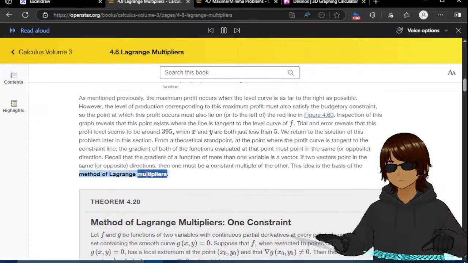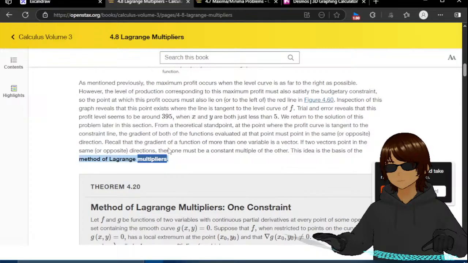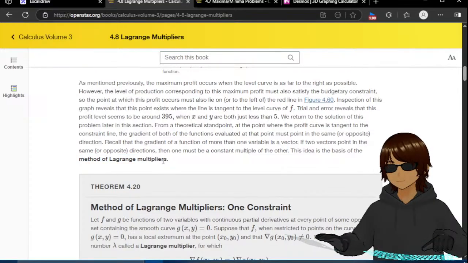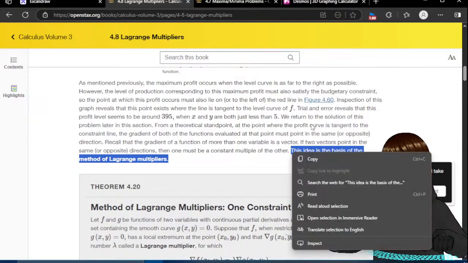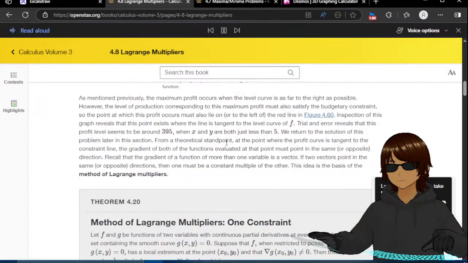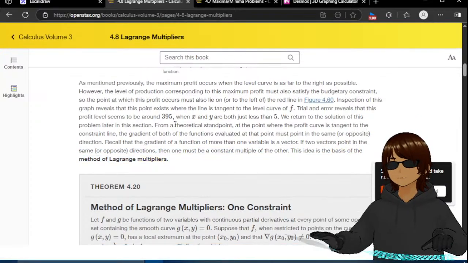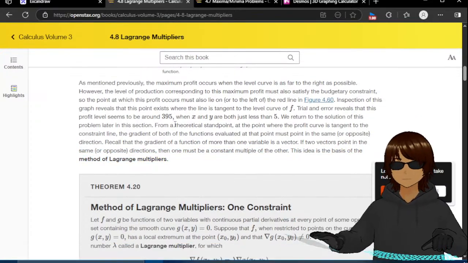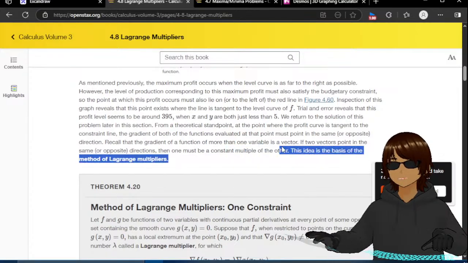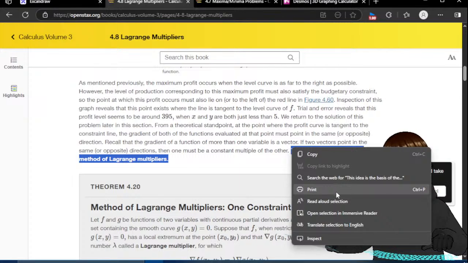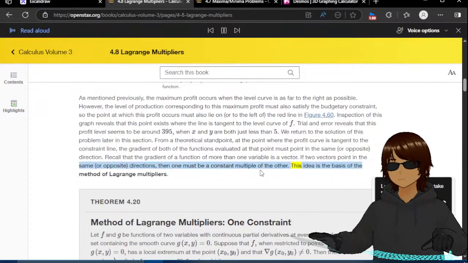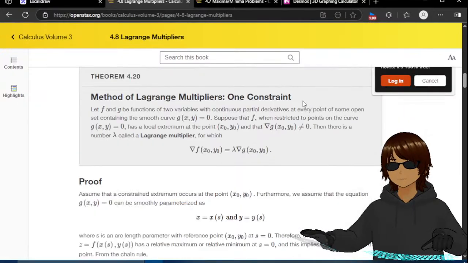Lagrange multipliers. Hold on. This idea is the basis of the method of Lagrange multipliers. Why does it disappear? Is there a shortcut for reading aloud? This idea is the basis of the method of Lagrange multipliers. Lagrange multipliers.